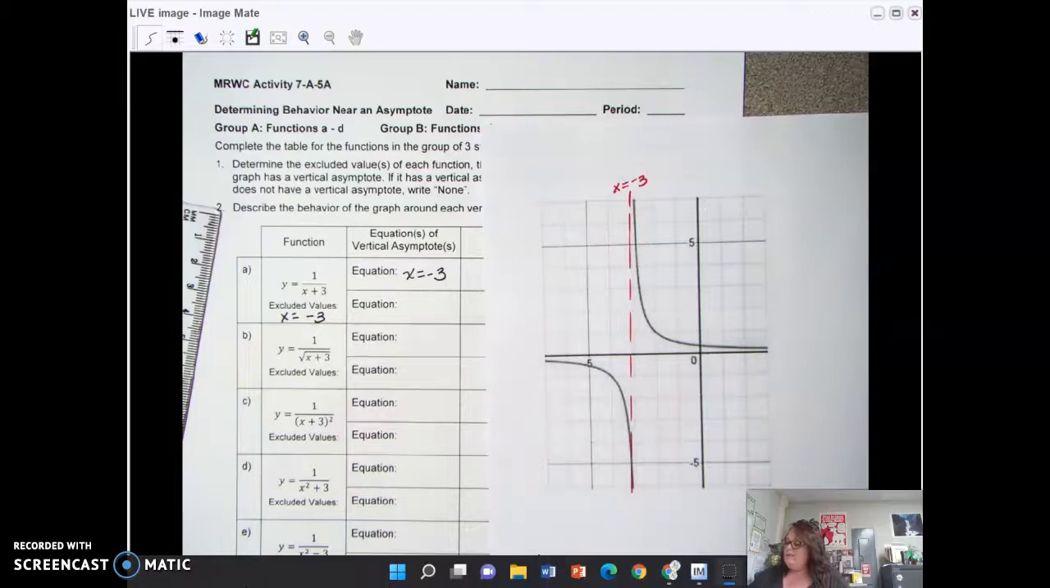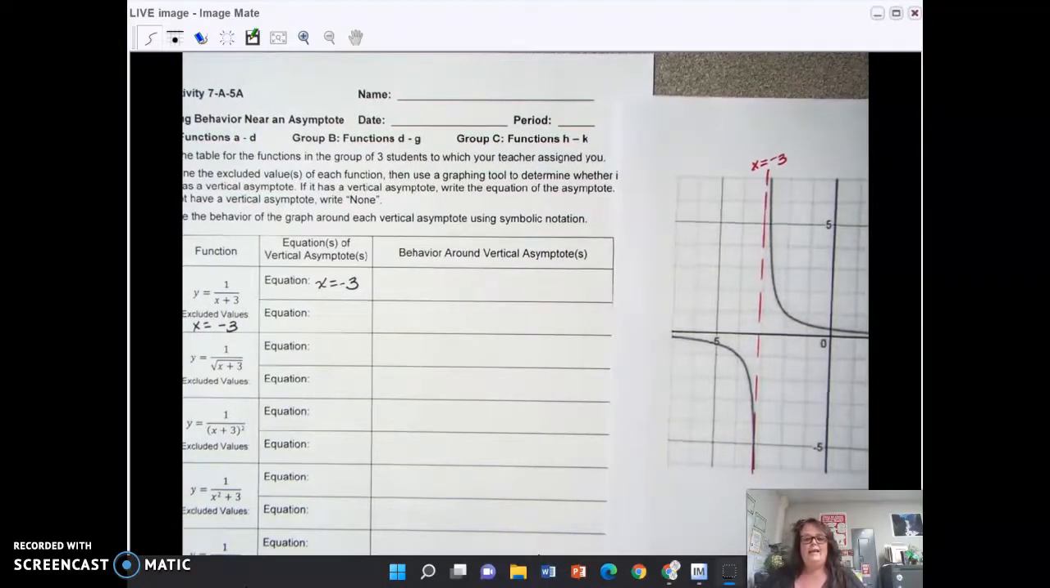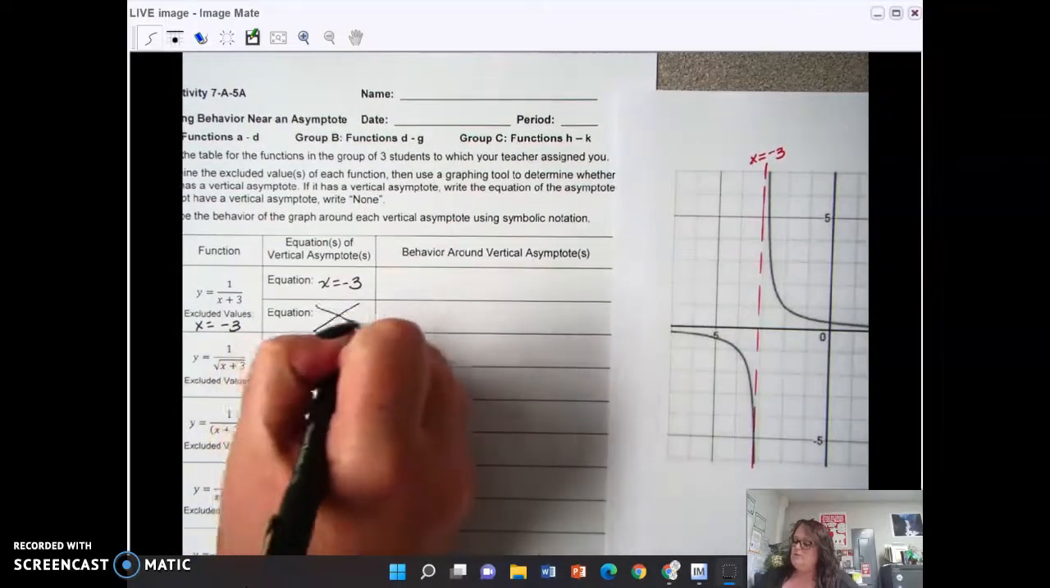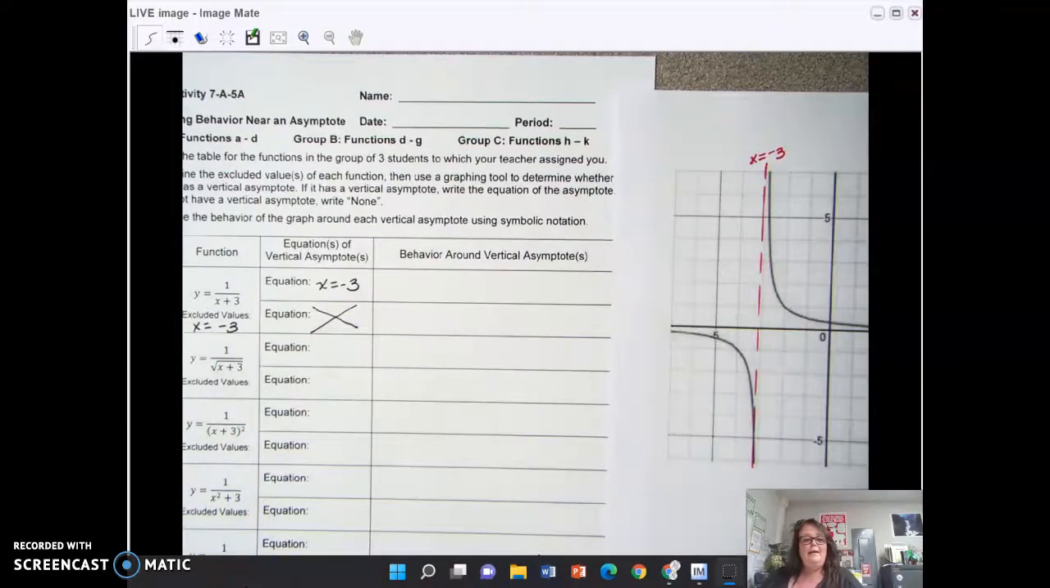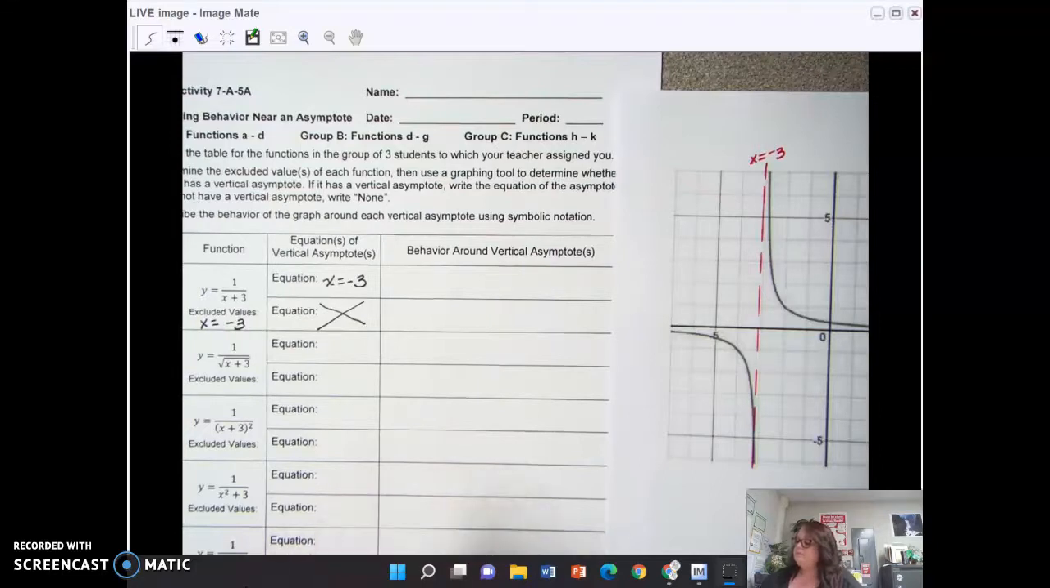And so then the last part says, go ahead and describe the behavior around that asymptote. So notice we only had one asymptote, so we don't have to worry about this second one. And that might happen often on this first homework assignment for this. On 5B, we might have more than one.